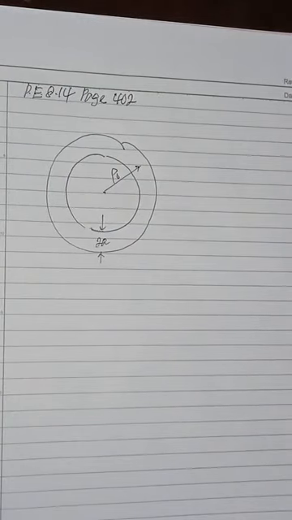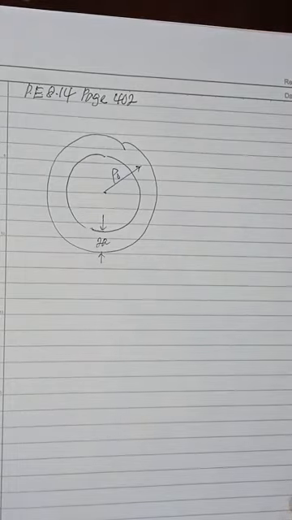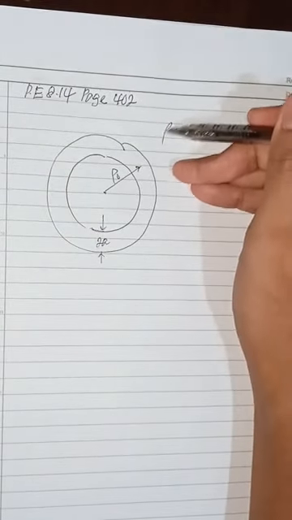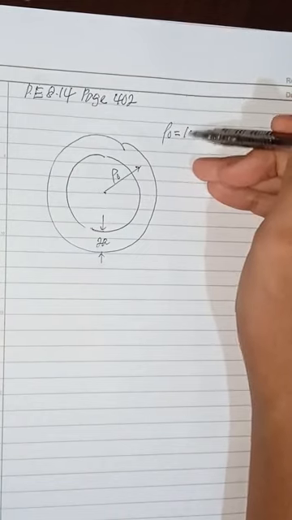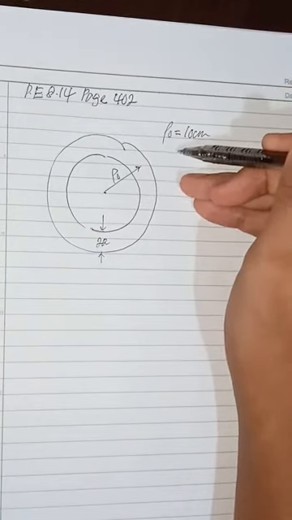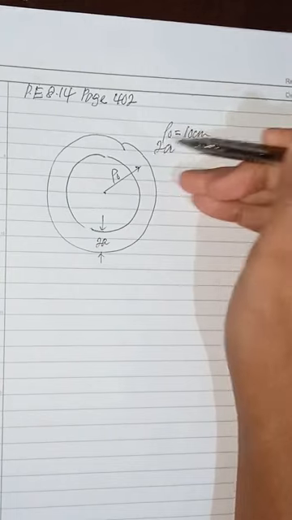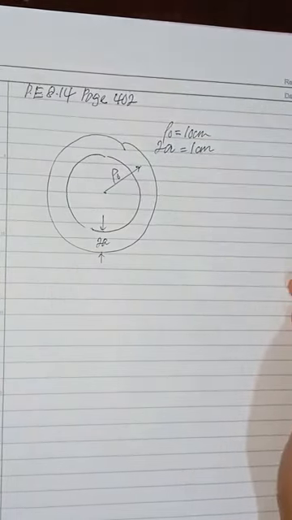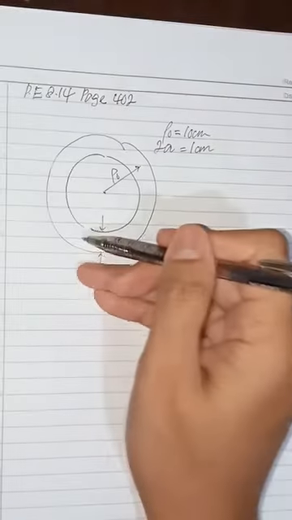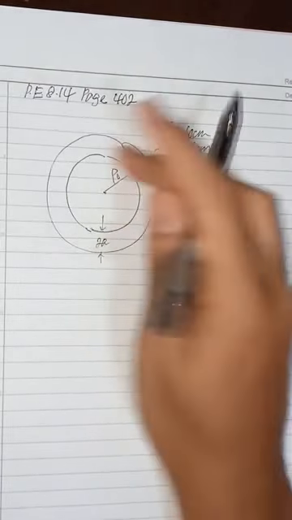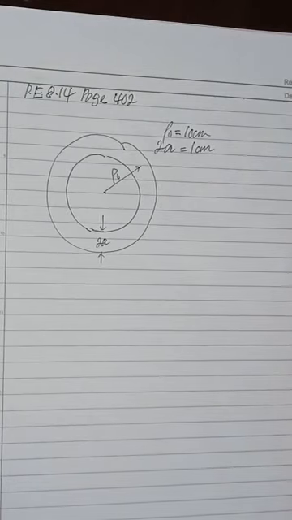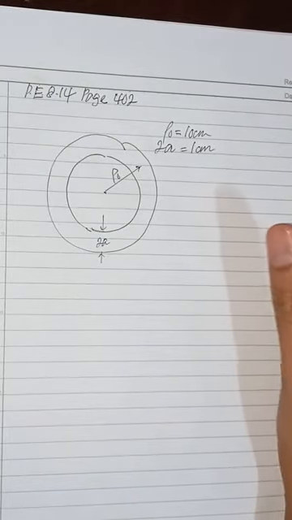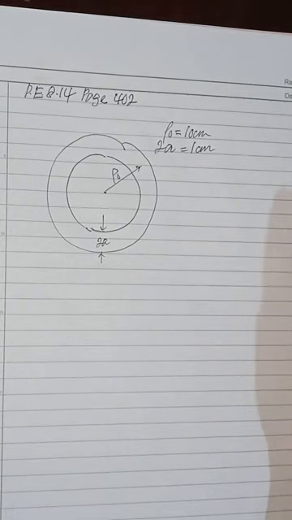Okay guys, so now we are going to calculate the self inductance of this structure. We are given the value of rho naught equal to 10 cm and the wire thickness 2a, which is equal to 1 cm. So now our task is to calculate the self inductance for this particular wire. Again guys, this deals with the same case of a wire, but now bent into a circular loop.